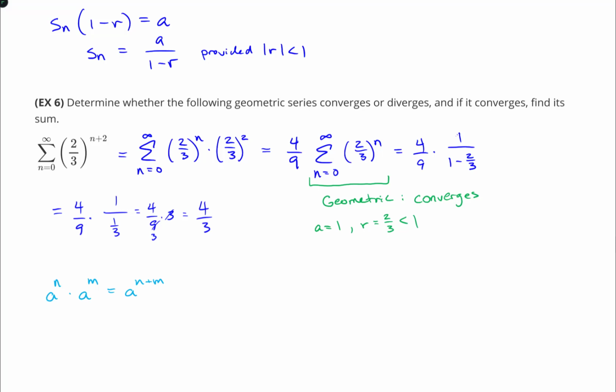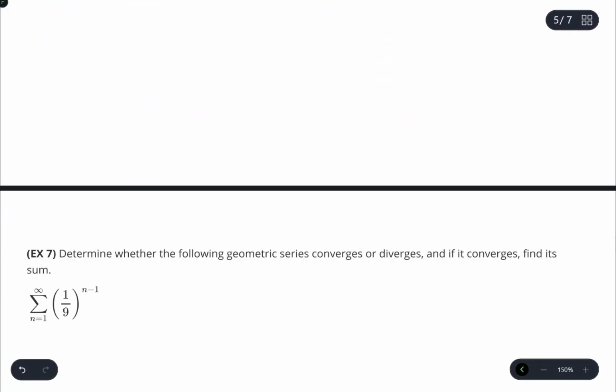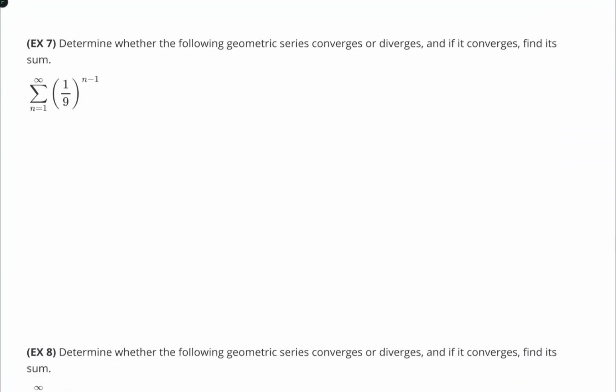Okay, let's take a look at another example. So in this next one, it's the same thing. Determine whether the following geometric series converges or diverges, and if it converges, find its sum. Well, this one's already set up directly to solve. We have n equals 1 to infinity of 1/9, and then the exponent, notice, is n minus 1. That's equivalent to it being n when you're starting with 0. So it's geometric.